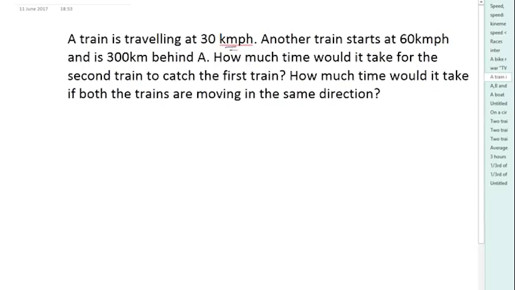Train A is traveling at 30 km per hour. Another train B starts at 60 km per hour and is 300 kilometers behind A. So A is going at 30 and B travels at 60, and there is a gap of 300 kilometers between them. How much time would it take for the second train to catch the first train?